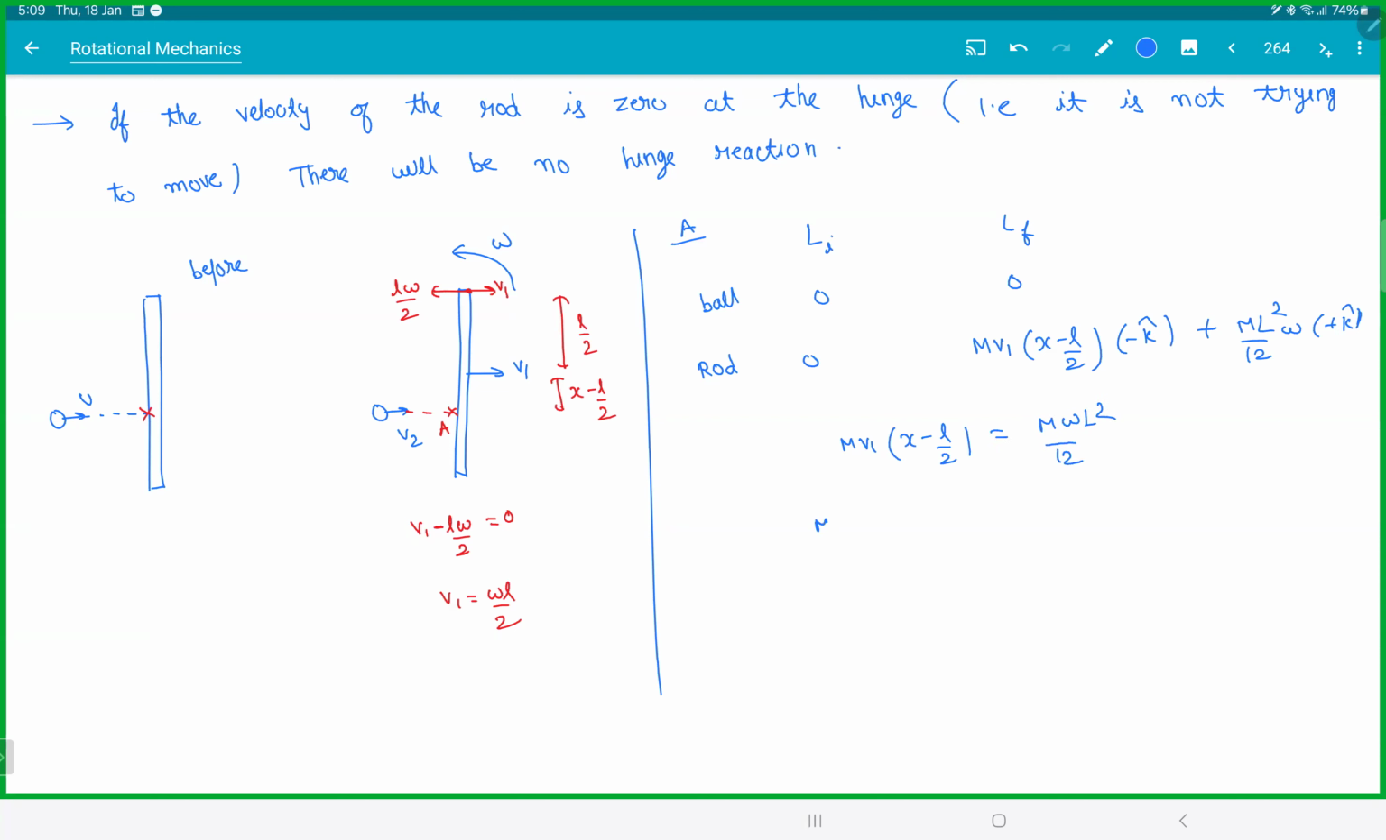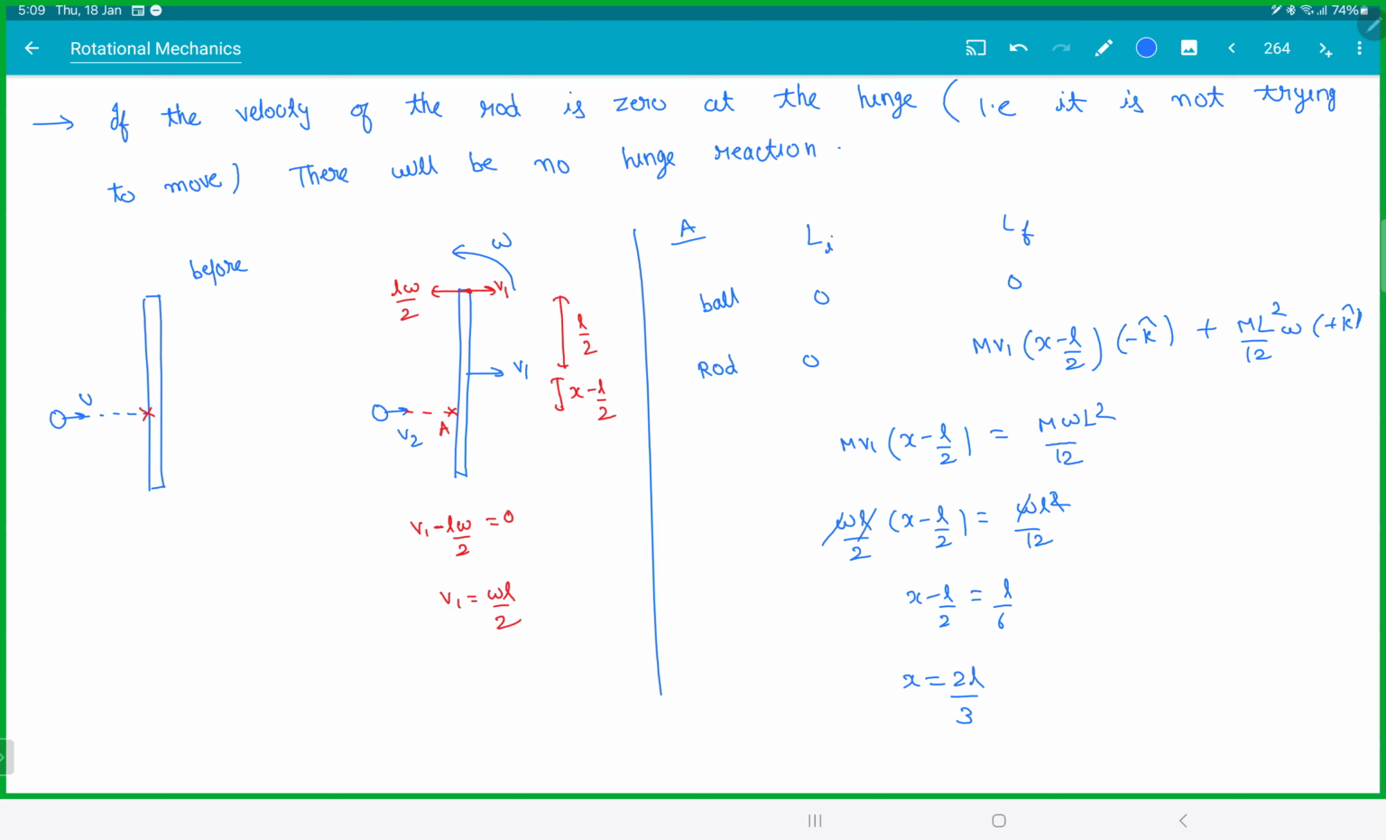Take V1 and substitute here. This will be M omega L by 2. M gets cancelled. Omega L goes off. X minus L by 2 is equal to L by 6. X is equal to 2L by 3. Check it out. You can remember the result also. It's a good one. So if you have a uniform rod, the point of percussion is 2L by 3.